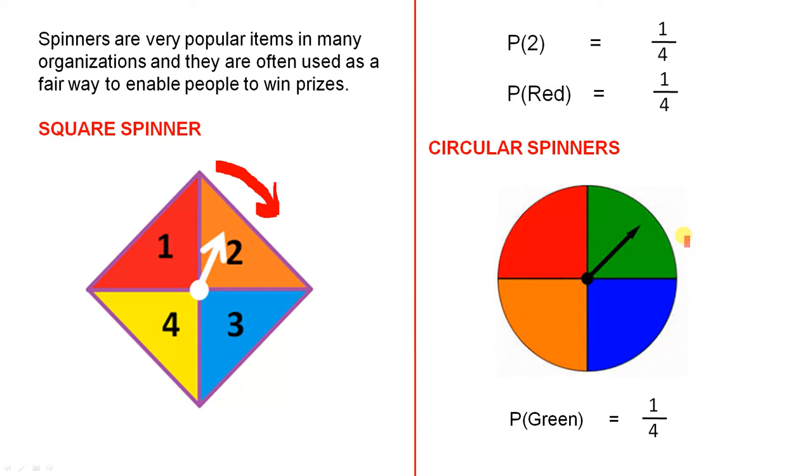In a very similar manner, you have circular spinners, and exactly the same thing happens. You'll spin this around. Of course, that's fixed on some type of little axle. So when the wheel is spinning and when it stops, for example, the probability of landing on a green is 1 over 4, because there are 4 colours altogether, but there's only one green.